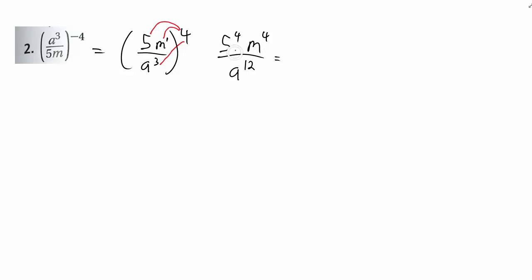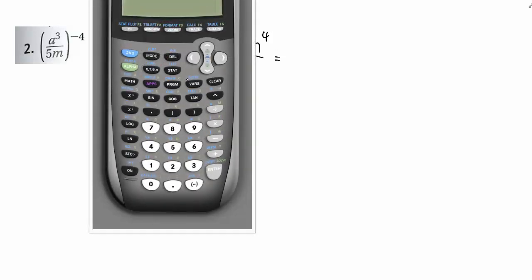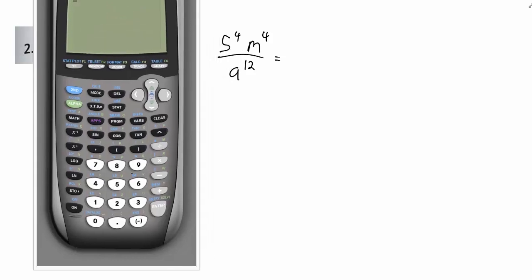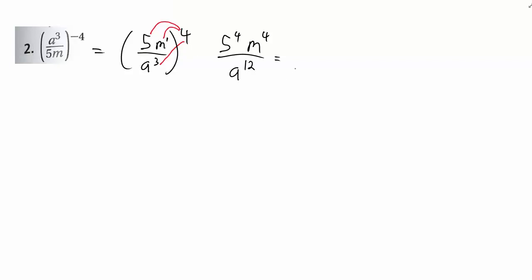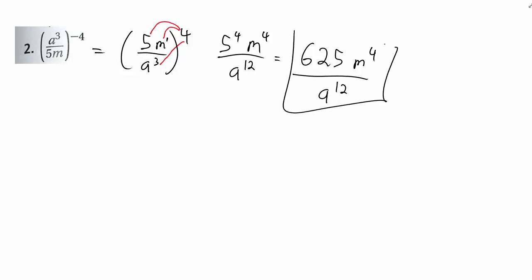But if you have a calculator accessible to you, or you could even just do this by hand, 5 to the fourth power, that's 25 times 25. Again, you could just run this in your calculator if you don't want to do the arithmetic by hand. You could do 5 caret 4, and you should get 625. So you get 625 m to the fourth over a to the 12th power. And that's the answer for number 2.